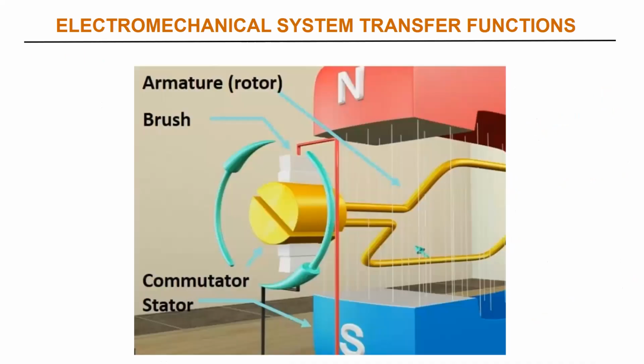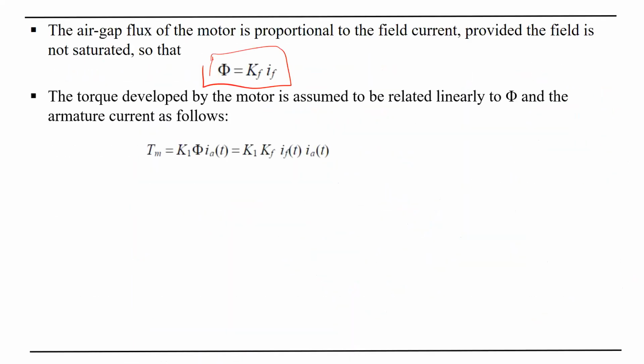So the torque is proportional to the field current and the armature current. And this is where the nonlinear relationship comes from, as I mentioned here. So when we want to solve the system, when we want to find the transfer function, we would like to keep one of those variables constant. If IA is constant, we call it field controlled DC motor. If IF is constant, we call it armature controlled DC motor.